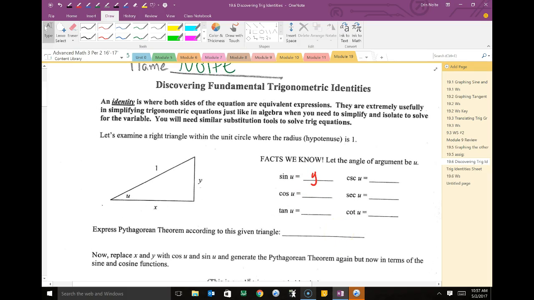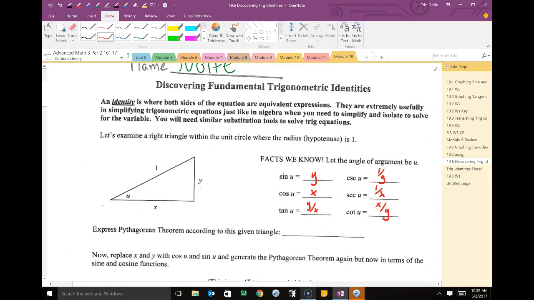Okay, so everybody knows that sine is the y, right? The opposite over the hypotenuse in this case. Cosecant is its reciprocal, so what's the reciprocal of y? 1 over y. Cosine is the adjacent over the hypotenuse, so in this scenario would be the x. And secant is the reciprocal of cosine, so 1 over x. The tangent is opposite over adjacent, so that would be y over x. And the cotangent is the reciprocal of that, which is x over y.